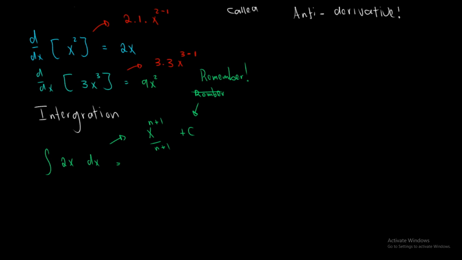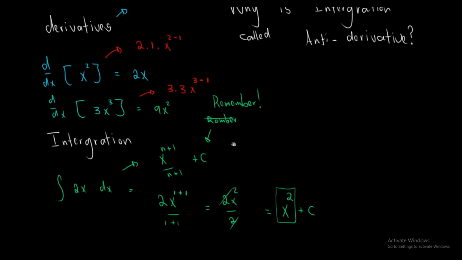I'm going to now say, well, 2x^(1+1) over 1+1. If I evaluate this, I get 2x squared over 2. And I can simplify with the 2, so I'm left with x squared plus c. Oh, look at that. x squared. What in the world? It's the same thing as this one. But over here we have a plus c.